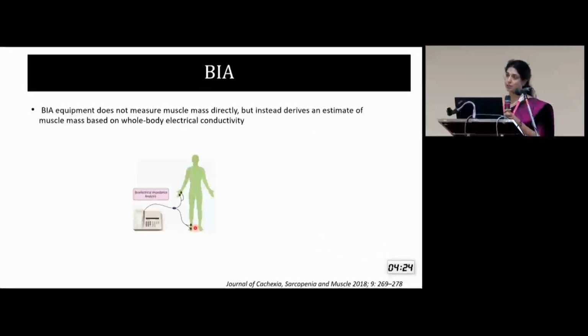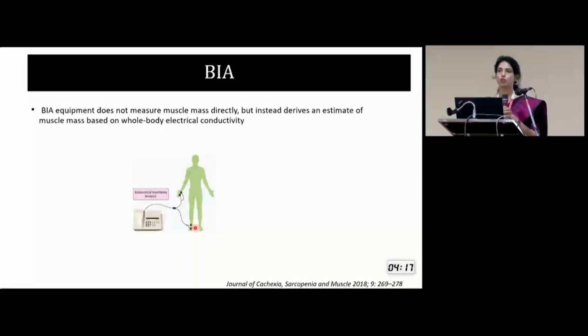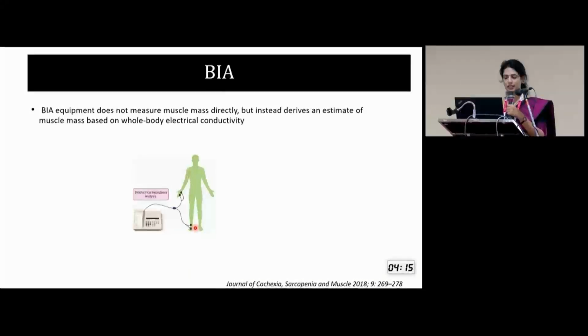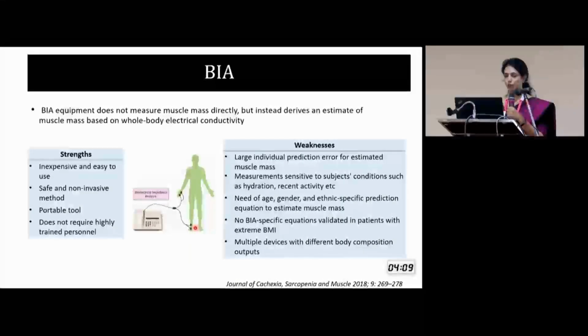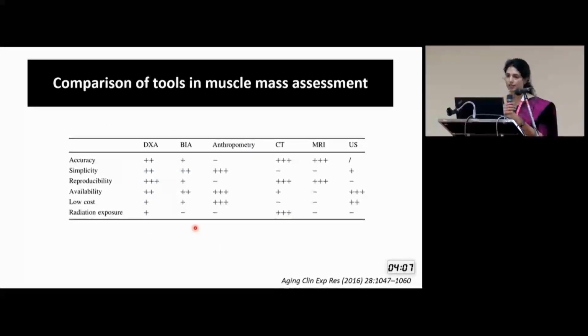Bioimpedance analysis, as we already discussed, has been routinely used for body composition analysis. You do get some estimation of muscle mass. It's not a direct measurement, it's just an estimation, so there are several limitations. But after DEXA, if you want to use any tool, you could use body impedance analysis.